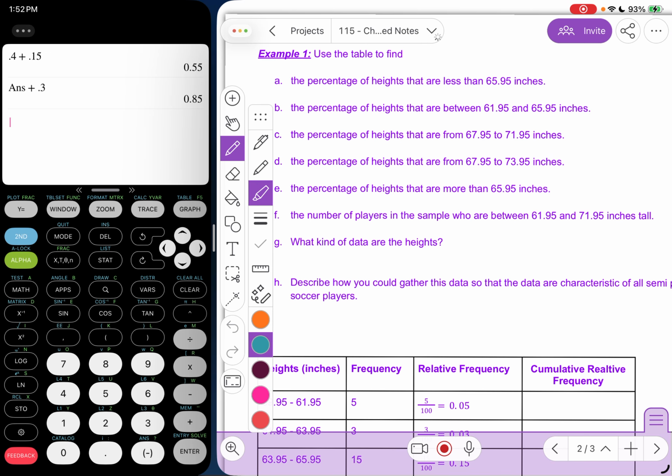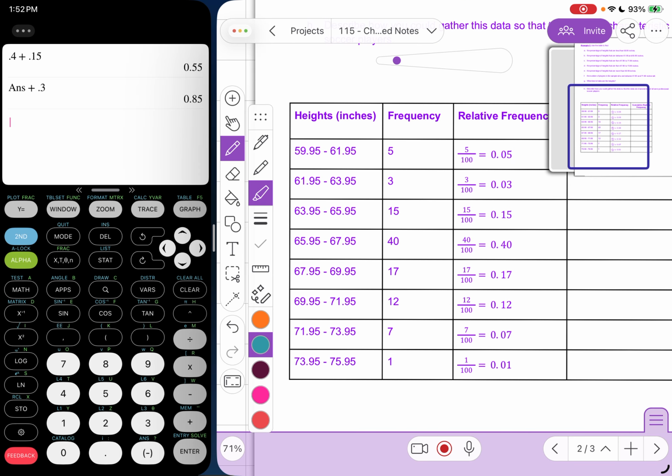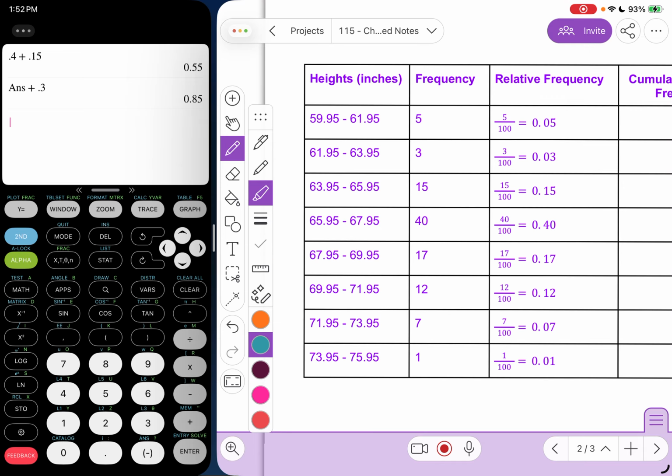All right. Example 1. Use the table to find the percentage of heights that are less than, and then it gives us a bunch of questions. So let's go fill out our table, then we'll come back and answer the questions. So notice down here, our table has ranges, 59.95 to 61.95, and then 61.95 to 63.95. So it gives us the data with the frequency and the relative frequencies.